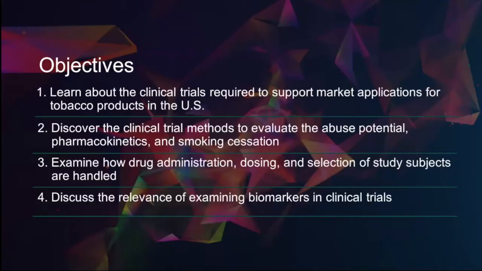Today's learning objectives are to discover more about the clinical trials required to support market applications for tobacco products in the United States. We'll talk about the clinical trial methods to evaluate the abuse potential, pharmacokinetics, and smoking cessation. We'll also examine how drug administration, dosing, and selection of study subjects are handled in these types of trials, and discuss the relevance of examining biomarkers in clinical trials.